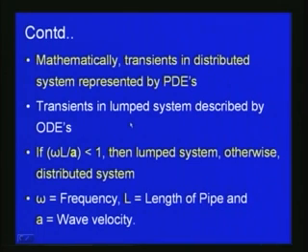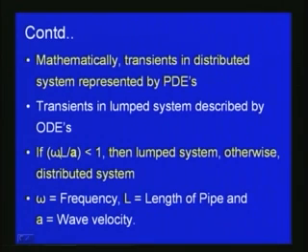So, how do we classify whether the system is a distributed system or a lumped system? We can use a simple relationship between omega, L and A, where omega is the frequency at which the wave travels, L is the length of the pipe, and A is the wave velocity.